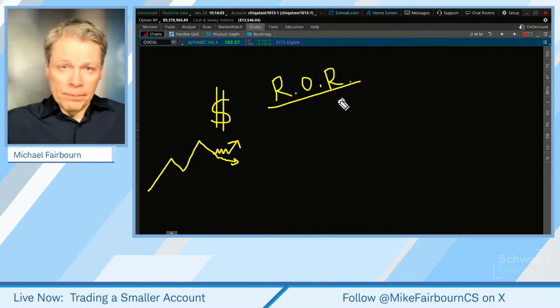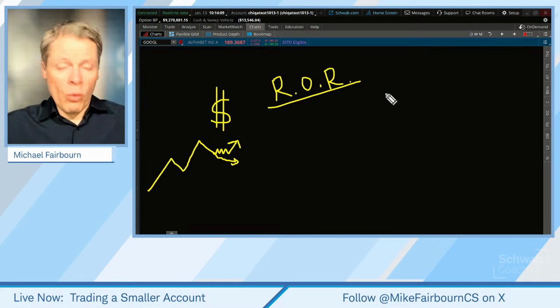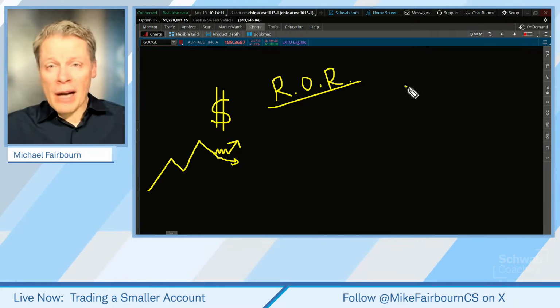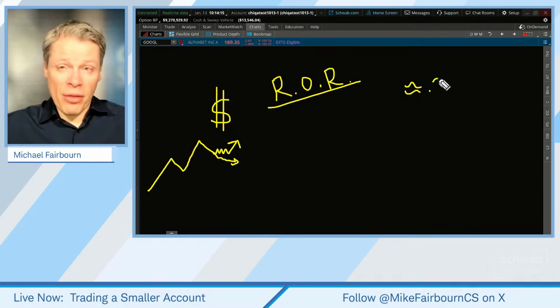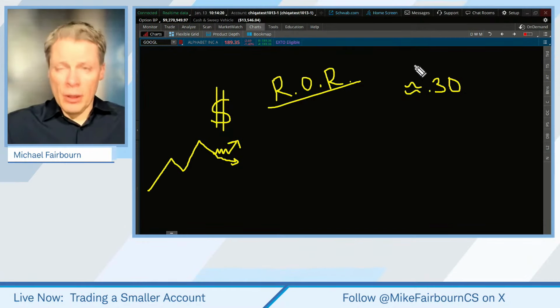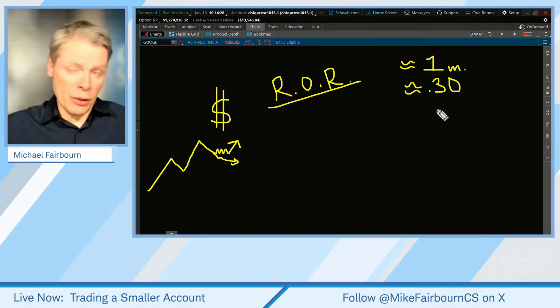So with that, let's make some comparisons here for a return on risk. I'm going to be looking at approximately a delta of 30. We're going to use the same time frame as well, going out approximately 1 month in time, so we get some good comparisons here that are actually legitimate.